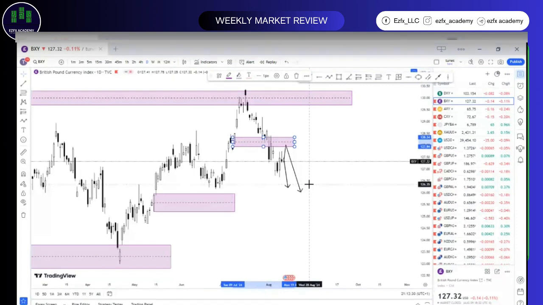128.34 and 127.94. So currently what I'm watching out for on BXY, and for GBP specifically, is for the pound to gain some level of strength, and then we get to see that weakness.